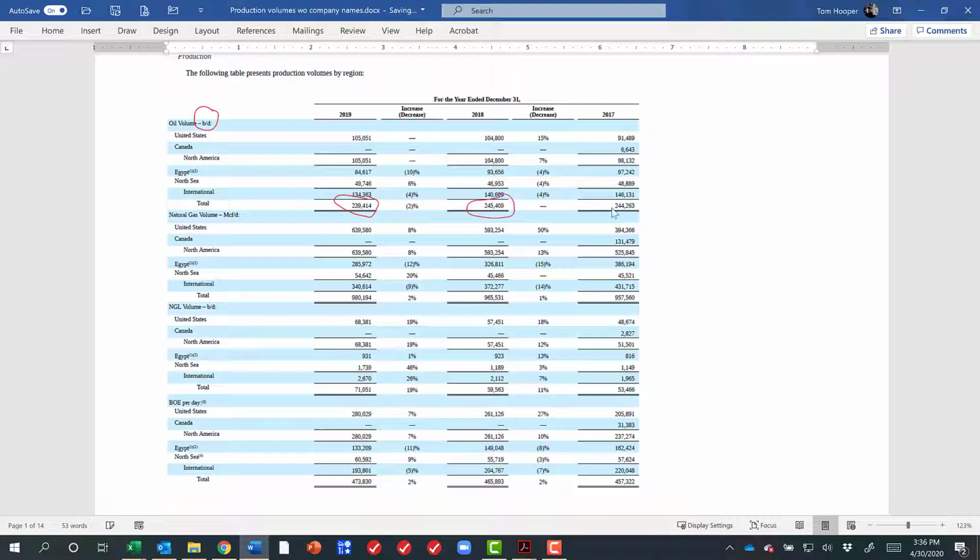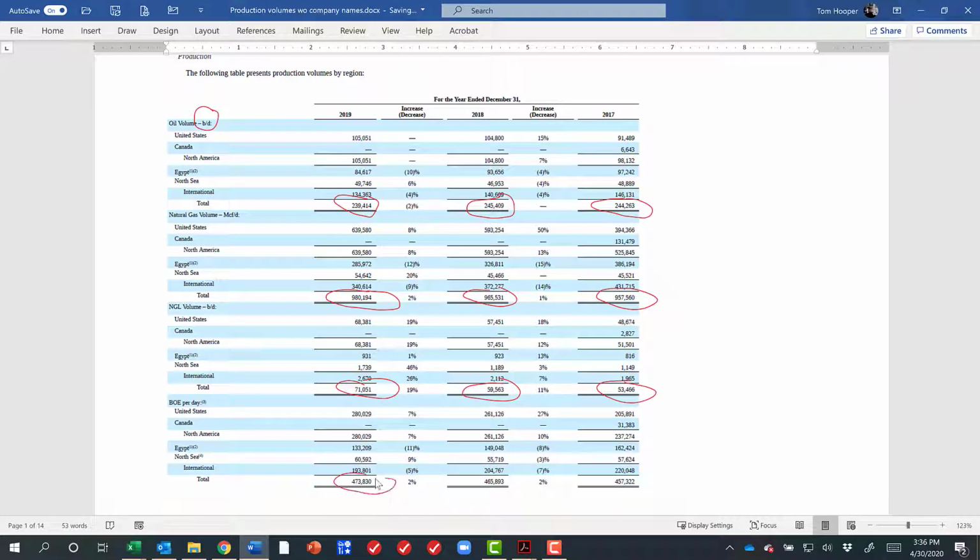2018, 2017. So you can imagine if your dashboard had a lot more detail on it, if you said, what if we sell Egypt and we lose that production, then you could build this out to have a lot more detail on it. If you wanted your natural gas volume in MCF per day, that's these three numbers. And then your NGL volume, this company did report natural gas liquids. And they also provide a total.